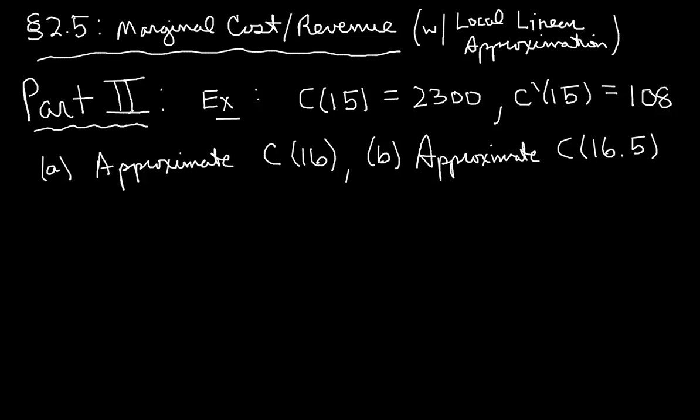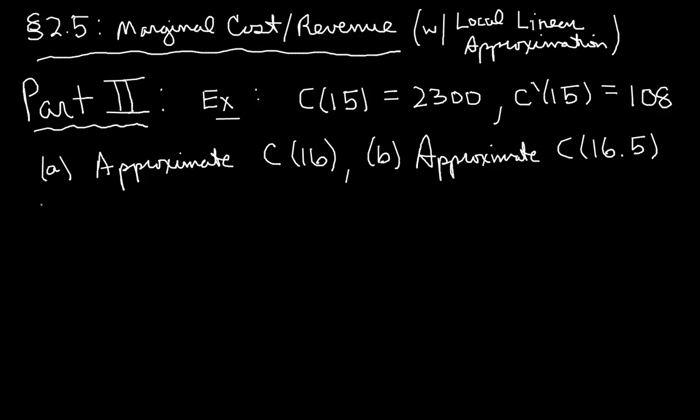And the question is, can you know another value? For example, how much producing 16 items will cost. So remember how this works. You have the value of the function at a particular point, at q equals 15. And you also know the derivative there. So you should be able to get a reasonable approximation for the cost at 16, because 16 is pretty close to 15.